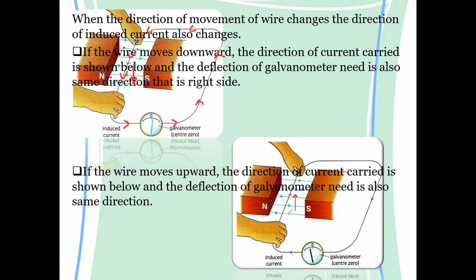If with the same wire we change the direction of the motion, if we move the wire upward, what will happen? The direction of induced current will be opposite. So the direction of the current depends on the direction of movement of the wire. If we change the direction of movement of the wire or we change the poles, the direction of induced current will be reversed. So if the current is moving in this manner when moving the wire downward, and we change the movement of the wire, the direction of the current will be changed.